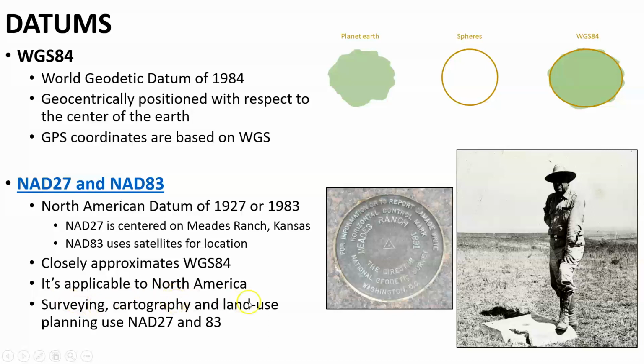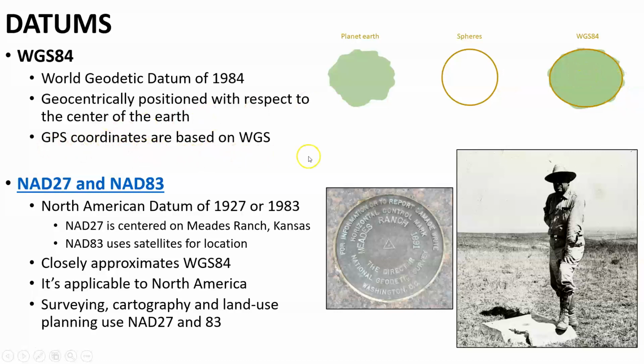Surveying, cartography, and land use planning use NAD 27 and NAD 83. WGS 84 is that other very common datum for most of the world. If a country has not updated to a local datum, most likely they're going to rely on WGS 84, which is geocentrically positioned with respect to the center of the Earth. So this is also an Earth-centered datum where we assume that the origin point is at the center of the Earth.